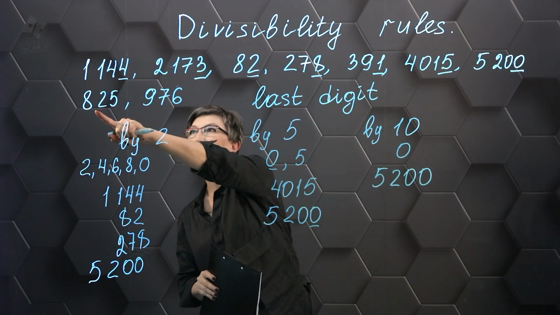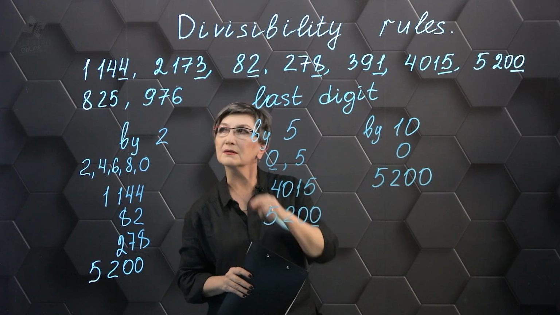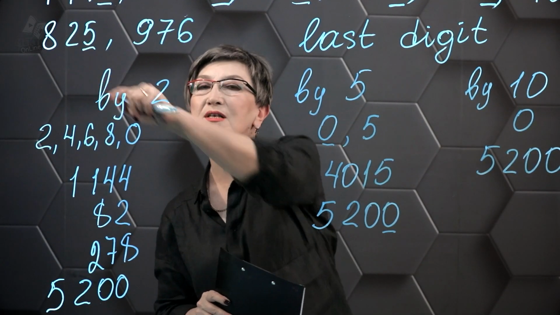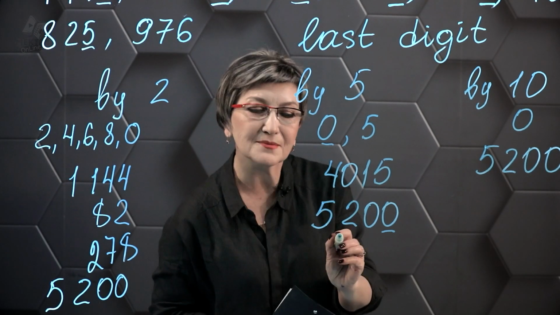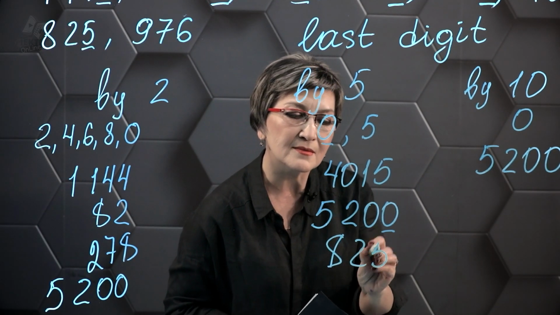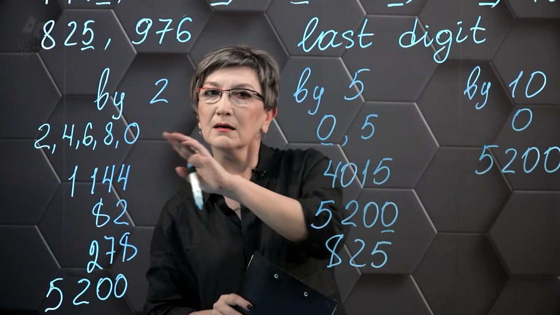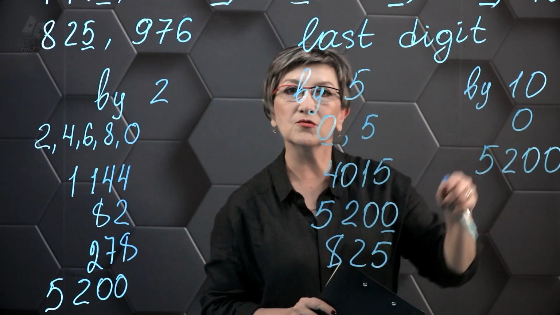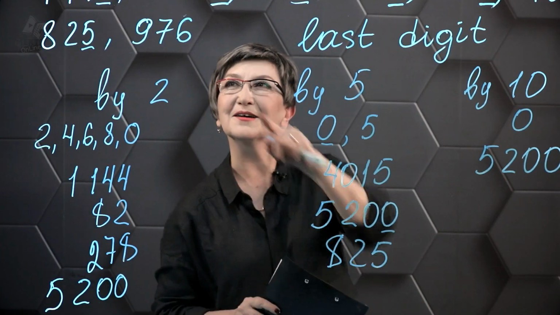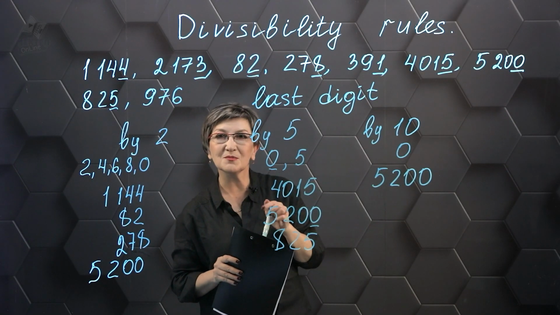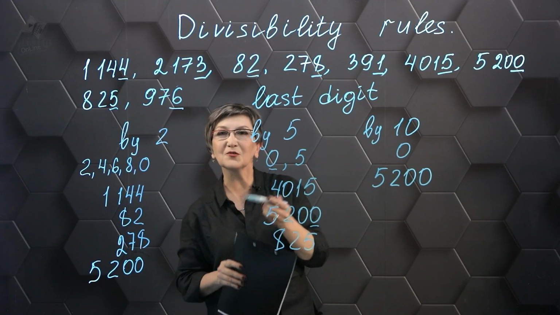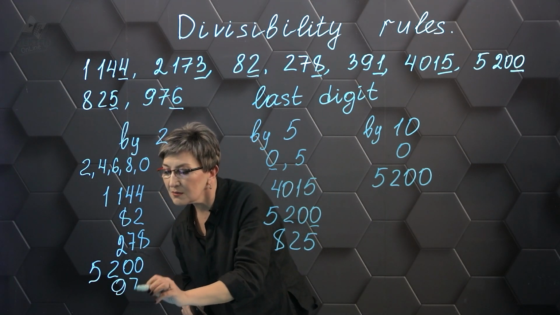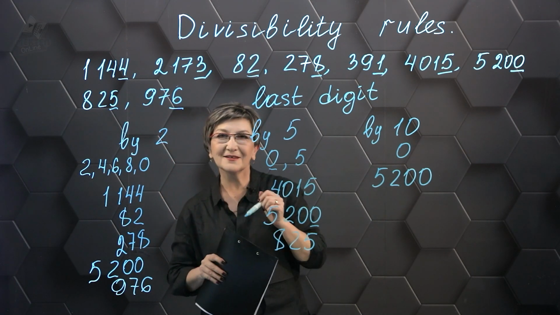The next number is 825. The last digit is 5. Then 825 can be divided by 5. I can't divide that number by 2, and I can't divide it by 10 without a remainder. And the last number is 976. The last digit is 6. Then the number 976 can be divided by 2.